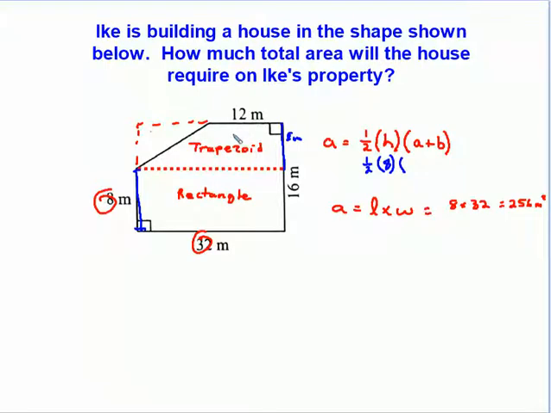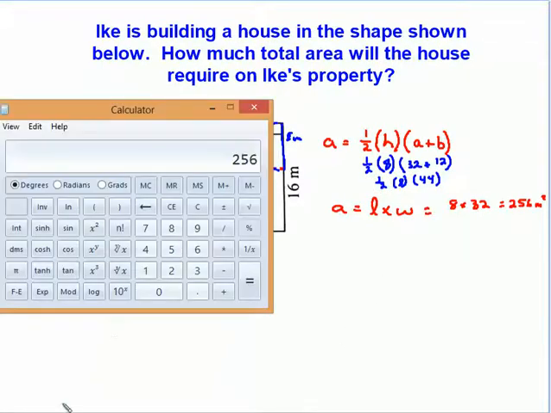Now, I need the lengths of the two sides. This base right here that is dotted, we know that's the same length as this base down here. So we know that's 32. We're going to add that to the base of the top, which is 12. And then we're going to add those together. So 32 plus 12 is 44. And then we have to multiply that by 8 and by 1/2. So again, we'll pull up our calculator. 44 times 8 is equal to 352.